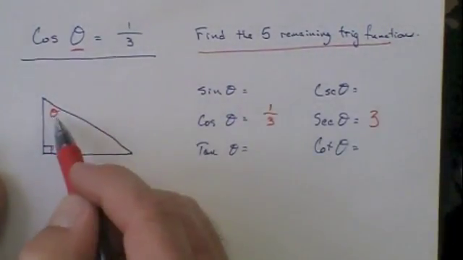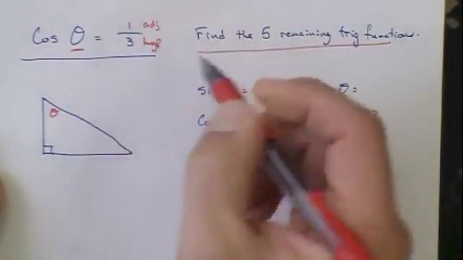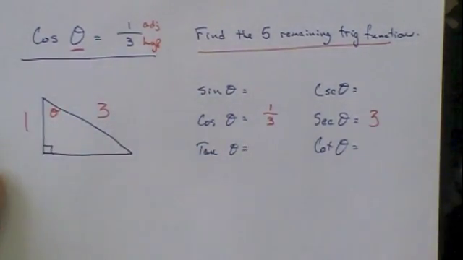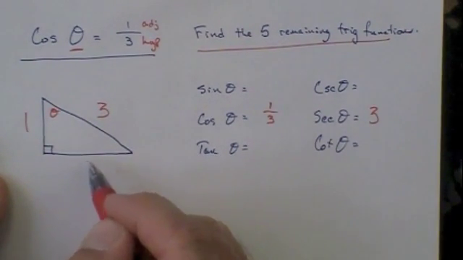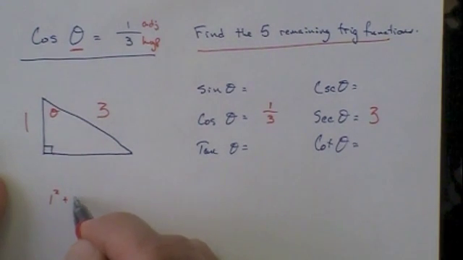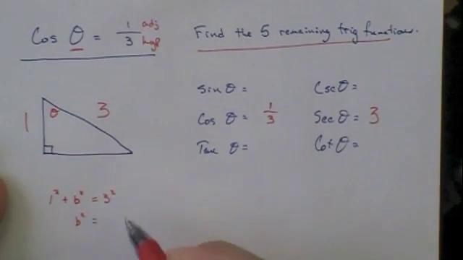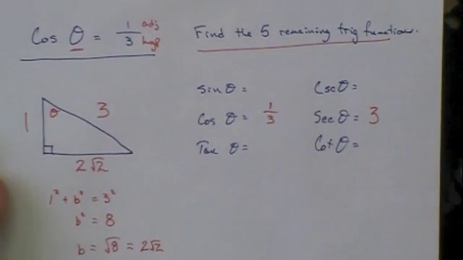If theta is our angle and cosine, remember, is adjacent over hypotenuse, that gives us 1 over 3. So here's our hypotenuse, that would be 3. Here's our adjacent side, that would be 1. Now we can use the Pythagorean theorem to find our other side, our opposite side. We'd have 1 squared plus b squared equals 3 squared. So b squared is going to be 9 minus 1, that would be 8. The square root of that we can simplify as 2 square root 2. So our opposite side would be 2 square root 2.